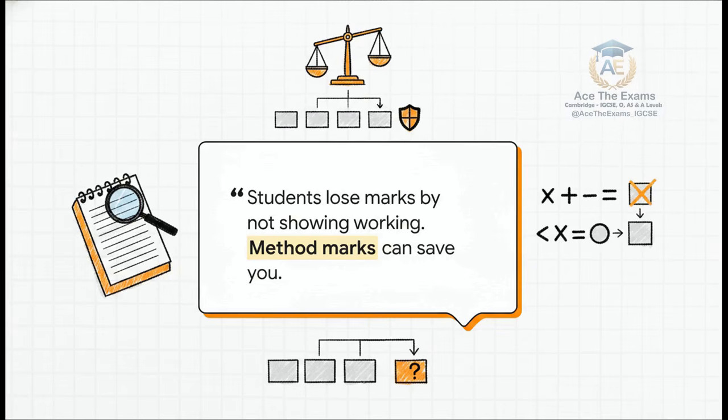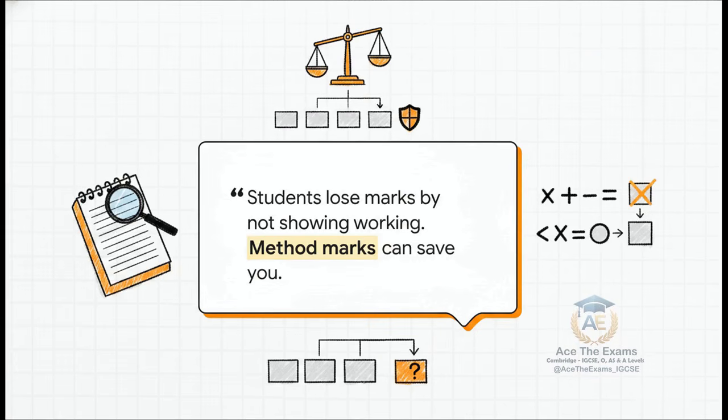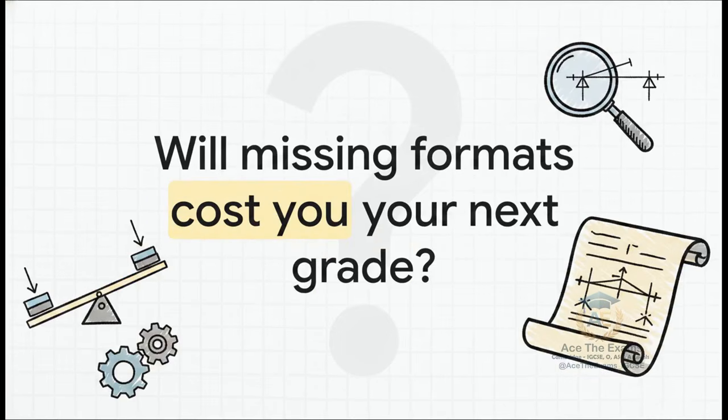That is the 3-rules system that guarantees top marks: command word decoding, Peel framework application, and the time management matrix. So, the final question is, will you let easily avoidable formatting errors drag down your score? Or will you use this structural blueprint to secure every method mark possible?